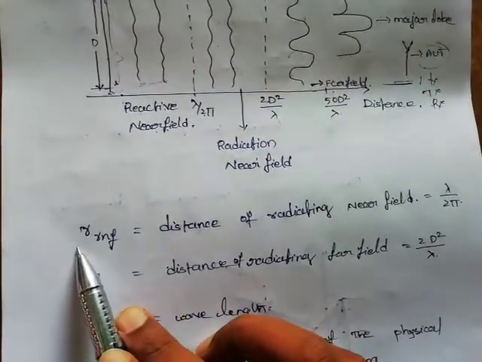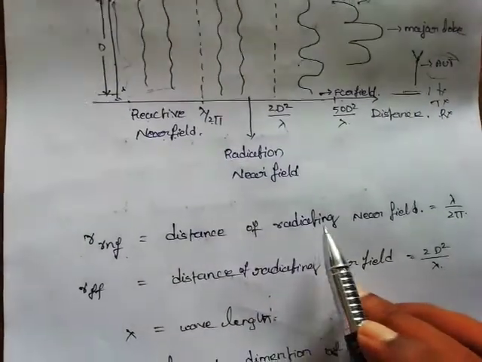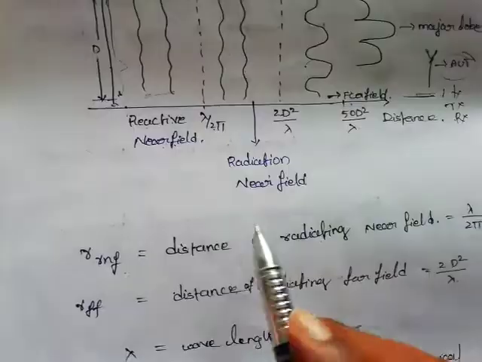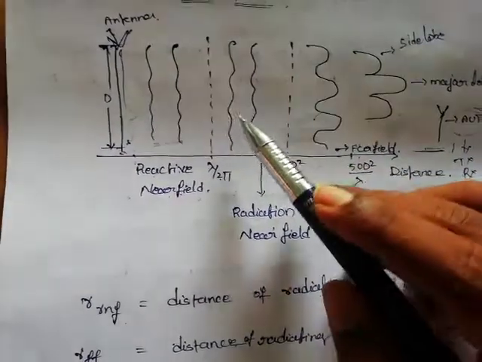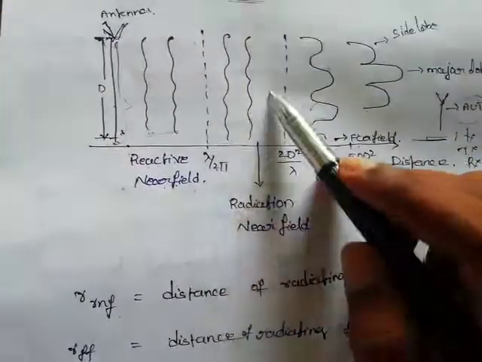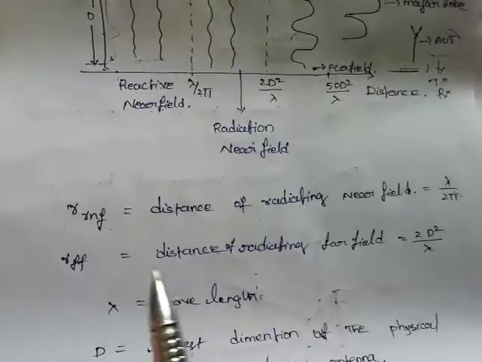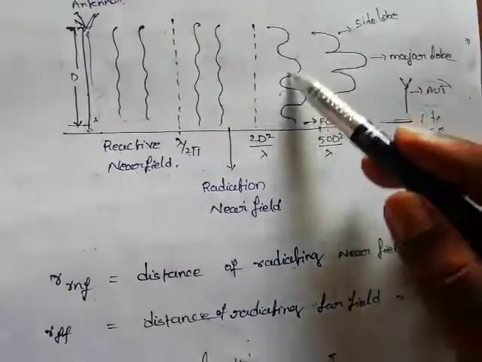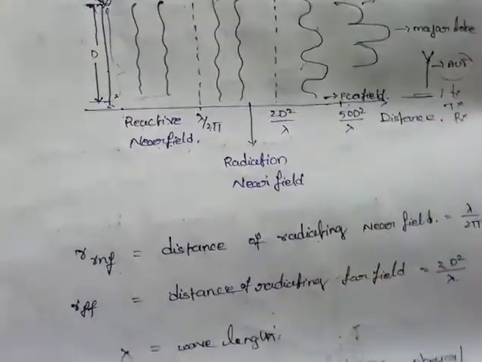If you take R suffix RNF, RNF means the distance of the radiating near field. It is formed at a distance of lambda by 2 pi. Next, RFF means the distance of the radiating far field. At a distance of 2d square by lambda, this far field is formed.